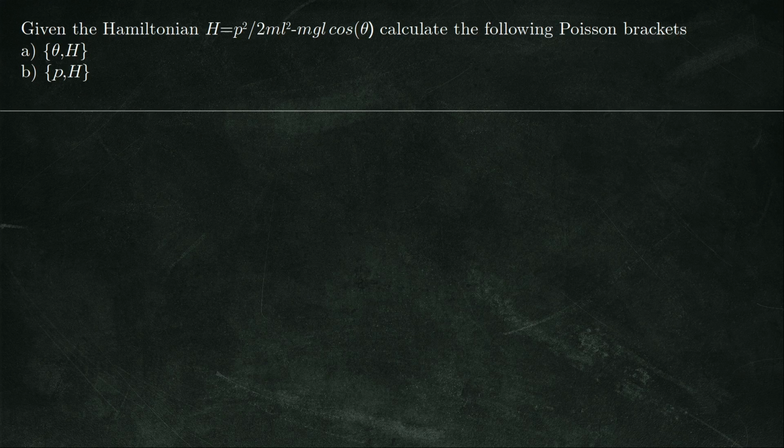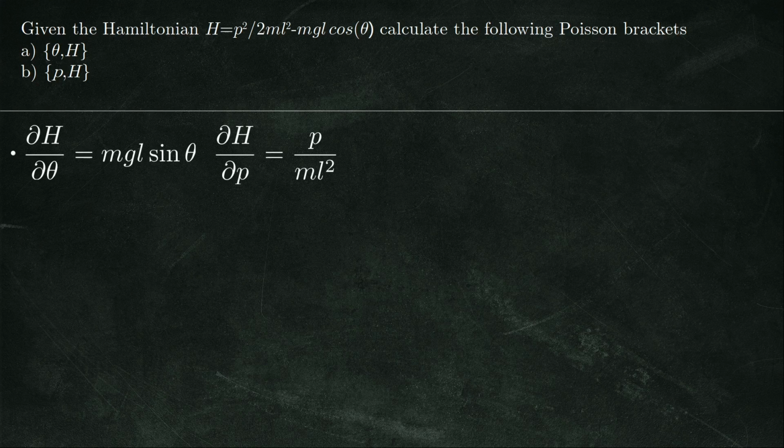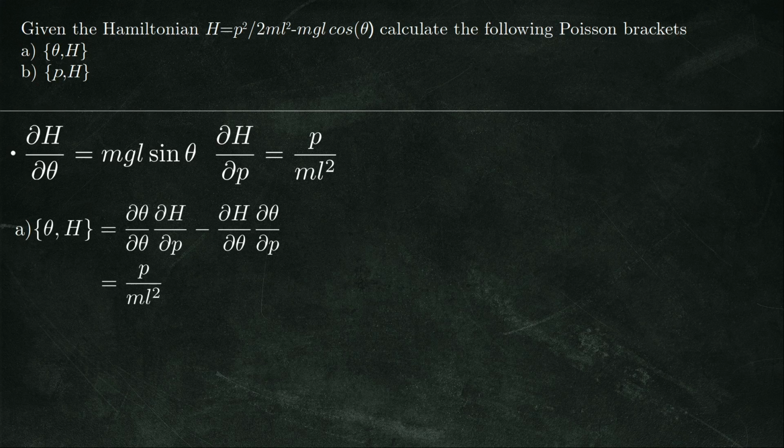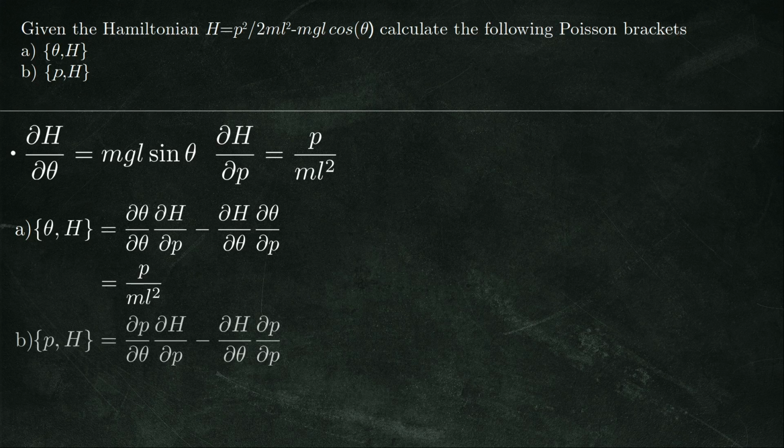Have a go on your own and then come back to the video and I'll put up the solutions. Okay, now you've had a go. Firstly, we calculate the individual partial derivatives. Then for part A, we use the definition of the Poisson bracket and simplify. And then for part B, we do the same thing.